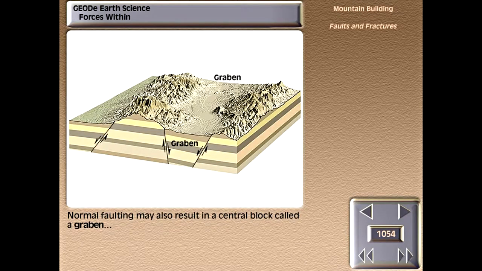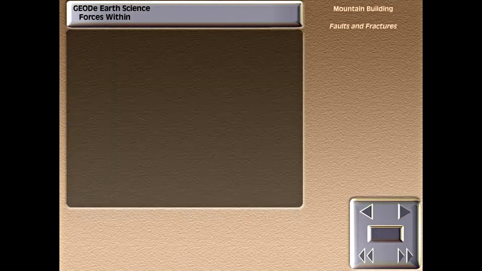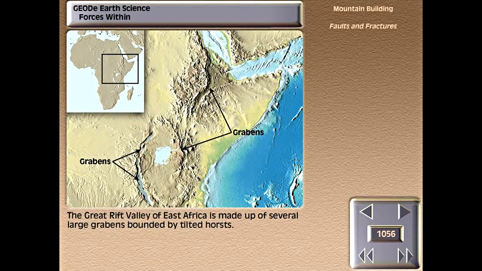Normal faulting may also result in a central block called a graben, which is bounded by uplifted structures called horsts. The Great Rift Valley of East Africa is made up of several large grabens bounded by tilted horsts.